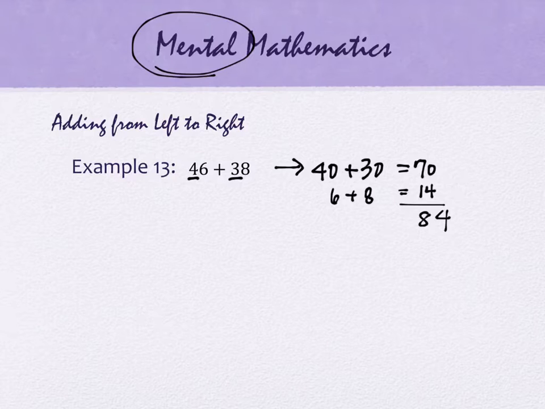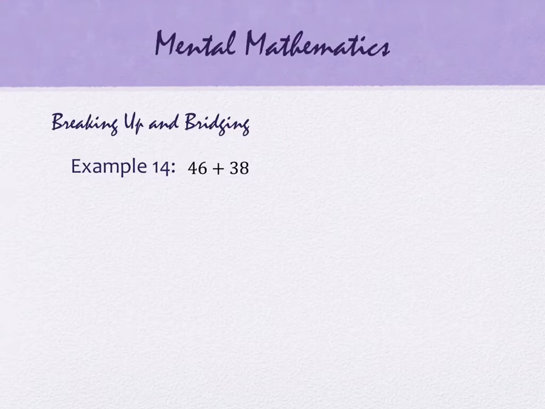Okay? Breaking up and bridging is a fun one. So the breaking up and bridging strategy, I'm using the same example several times here, actually takes the second number, it could be the first number, but this one we're just going to do the second number, and it breaks it up into its two different components. So 38 is 30 plus 8. Okay? And what it does is it adds the 46 and the 30 together.